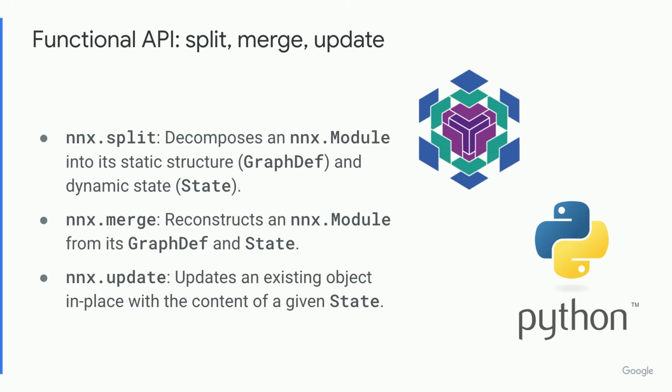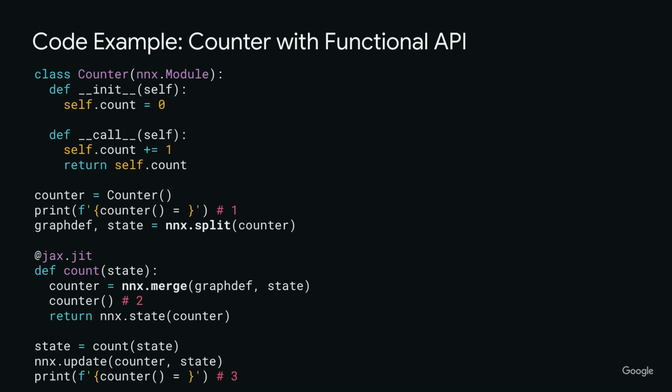NNX also provides a functional API with split, merge, and update. These functions allow you to separate a module's architecture from its parameters, which enables interoperability with pure JAX transformations. This example demonstrates the functional API. We use nnx.split to separate the module structure and state, and nnx.merge to reconstruct it. The counter state, as you can see, is preserved.